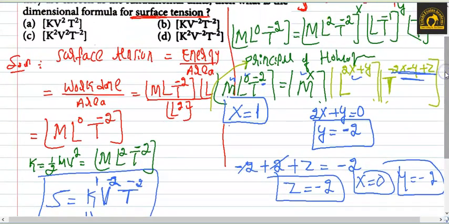So which is the answer that matches correctly? So that is option B, the correct answer for this question.